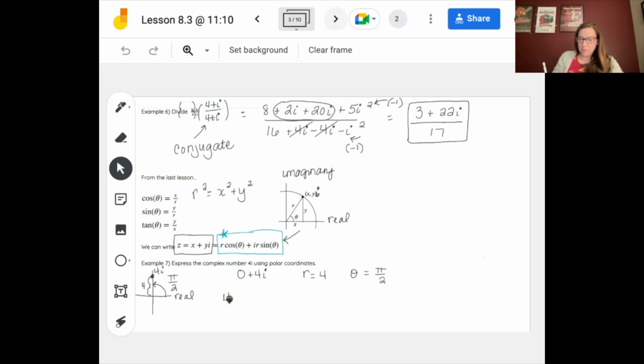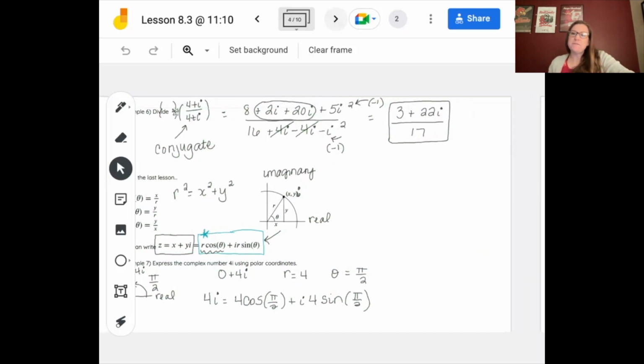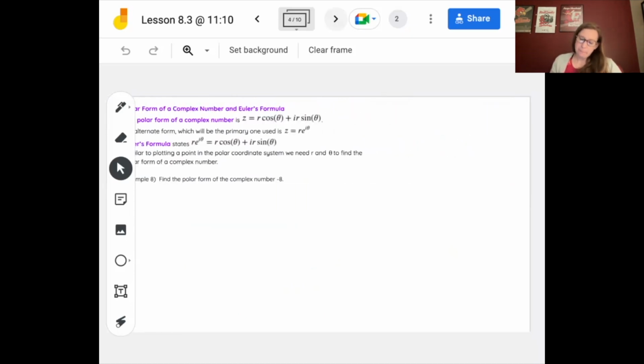Thus, 4i is equal to, so now we look at the formula here, the radius times cosine of theta, pi over 2, plus i times the radius of sine of pi over 2. And of course, I know it looks weird to have i4. You can certainly put 4i sine, if it makes you feel better to put the i after the 4, please feel free. I'm just putting it this way because that's what the formula says, so you're not like, well, where do those values come from? Okay. So let's formally define this on our next slide.